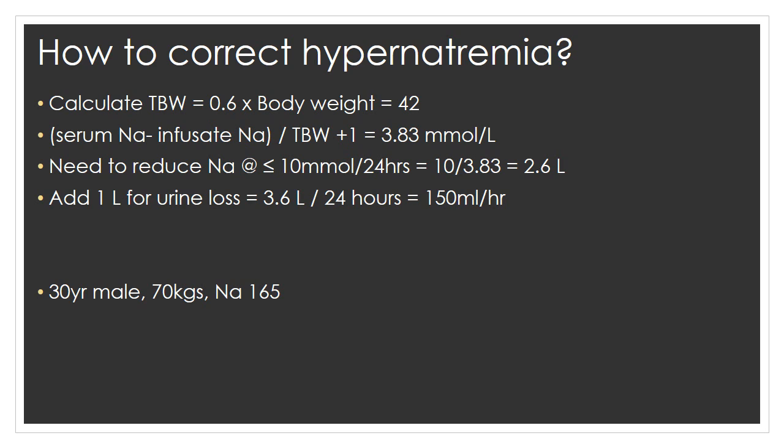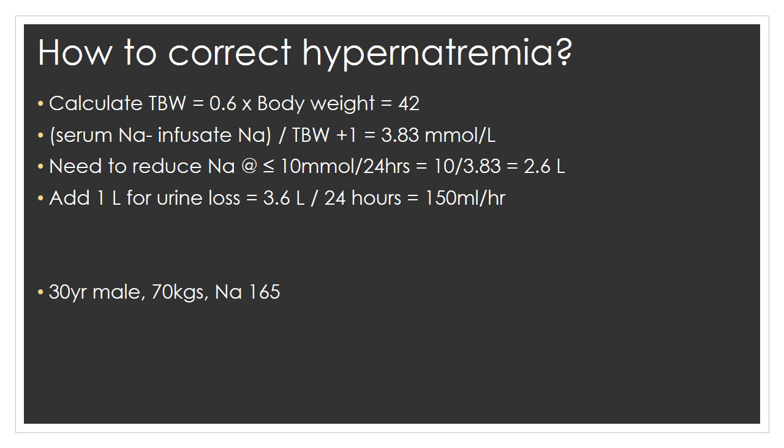Therefore, using an example of a 30-year-old male weighing 70 kilograms having a sodium of 165, the calculation would be 165 minus 0, because dextrose 5% has no sodium whatsoever. So 165 divided by 42 plus 1, which is 43, giving you a value of 3.83 millimoles. That means to say, if you add 1 liter of 5% dextrose, the sodium value of that individual, your patient, would drop down by 3.83 millimoles completely.